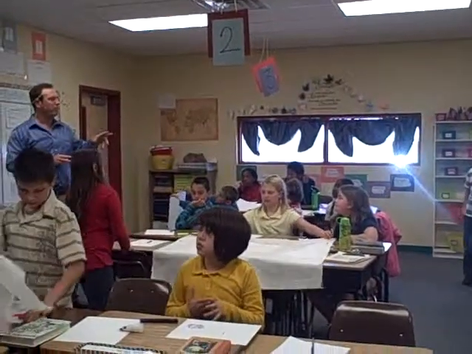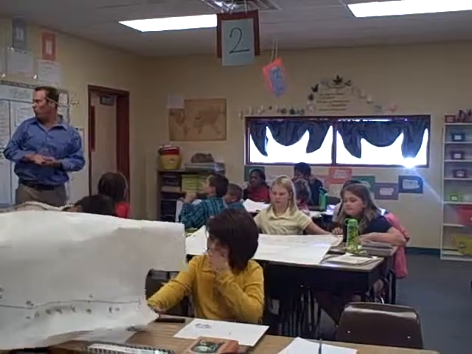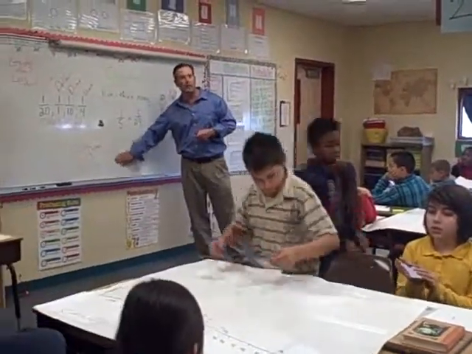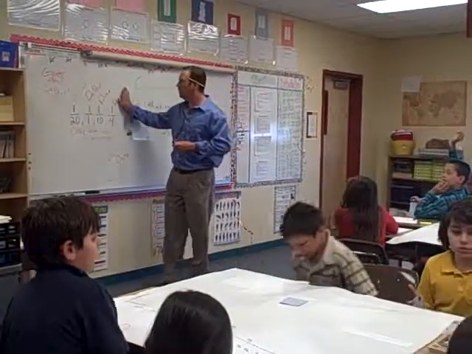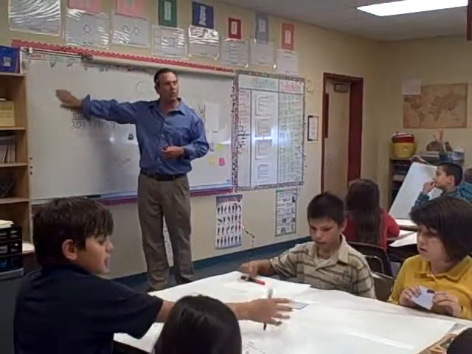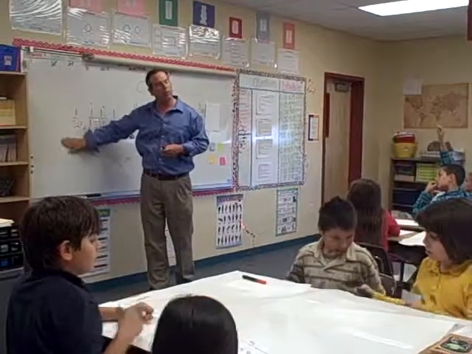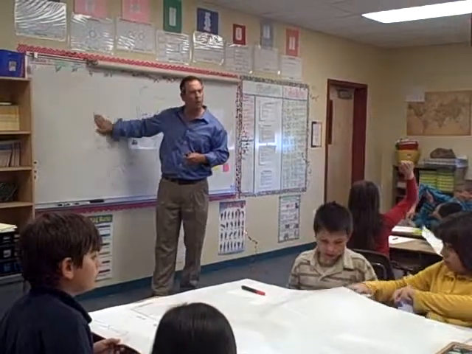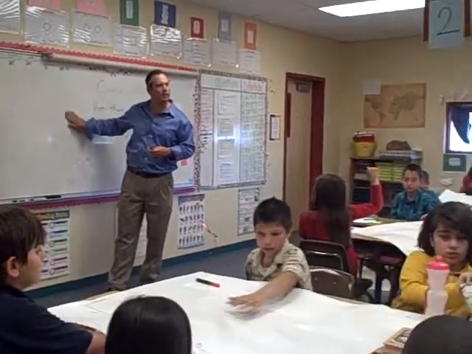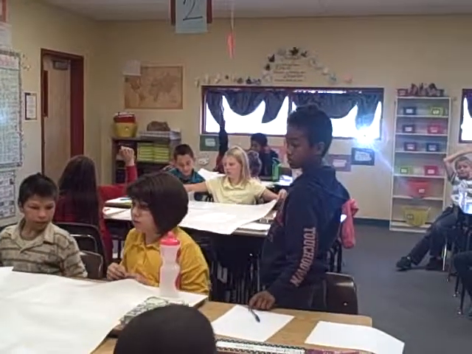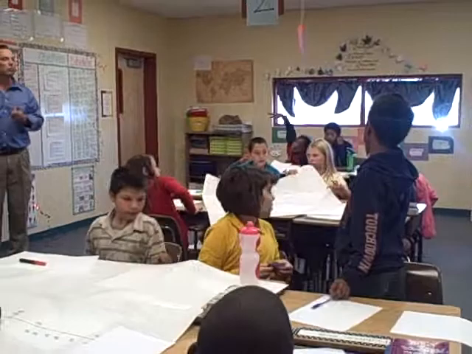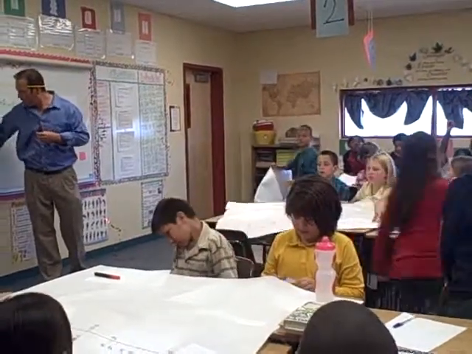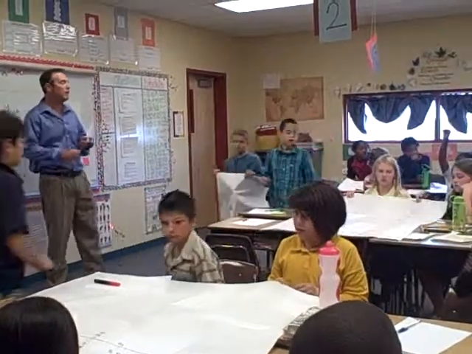I want to throw you a curveball. What's bigger? 1 over 5 or 3 out of 23? 1 over 5, right, Ricky? 1 out of 5, or 3 out of 23.